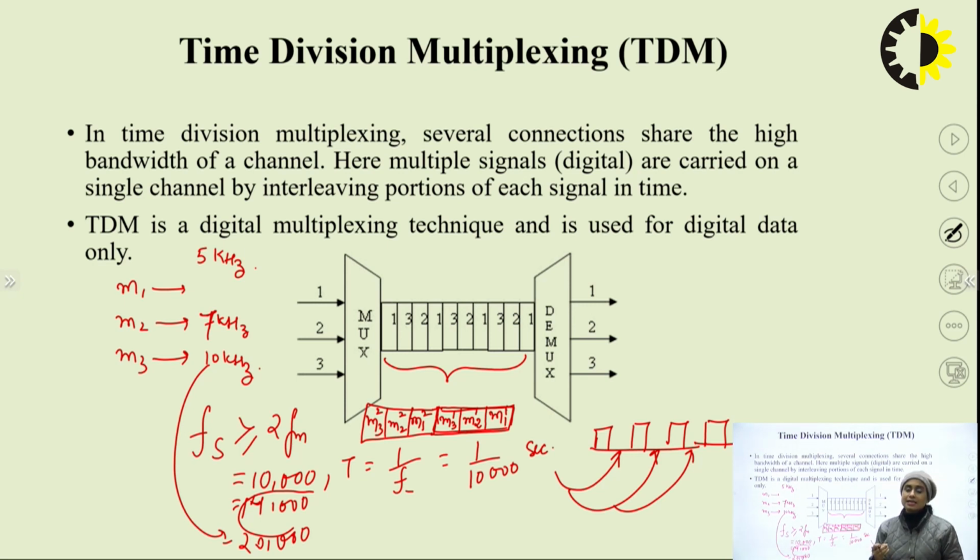If there is little deviation in time, we might lose some samples, we might lose our actual information content. So time synchronization is very much important in case of time division multiplexing. So frame structure and synchronization, all these can be studied in detail.